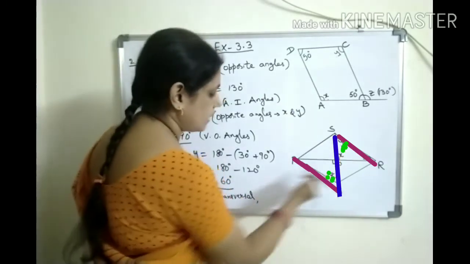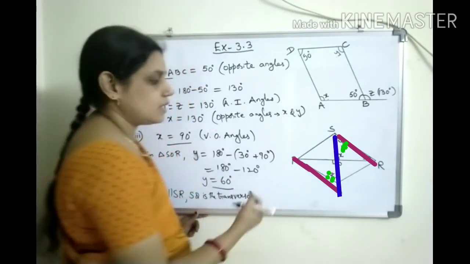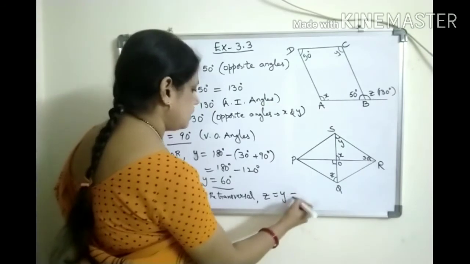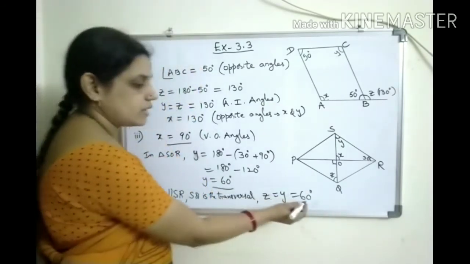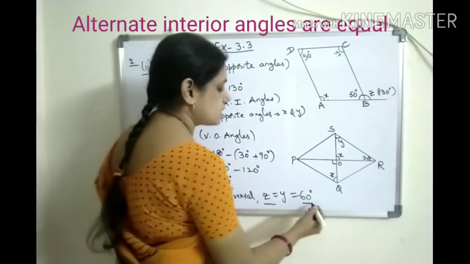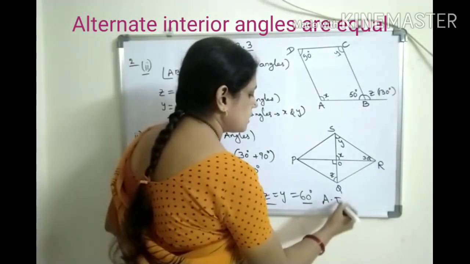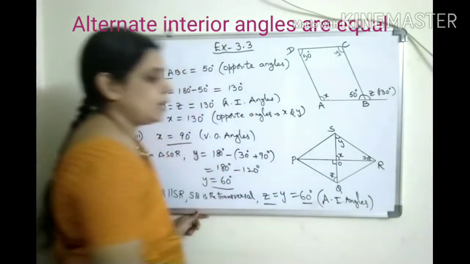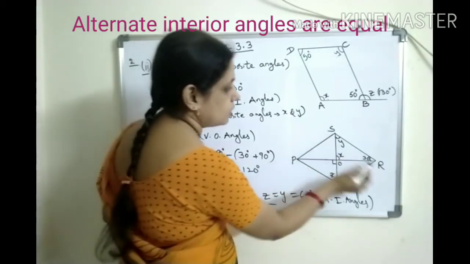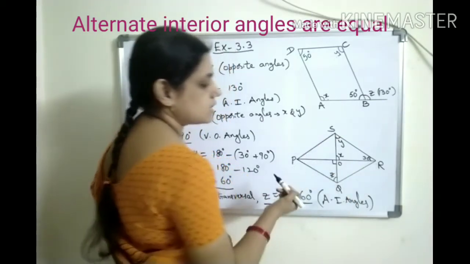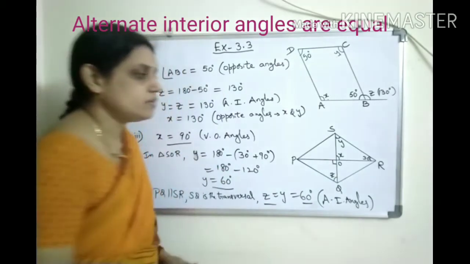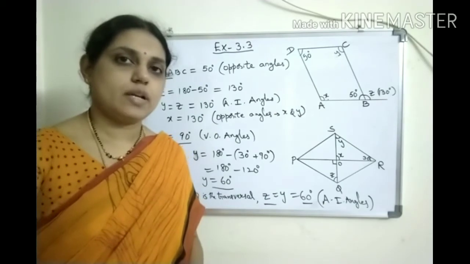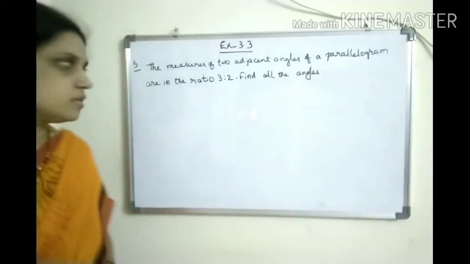Then what about Z and Y? Z and Y are alternate interior angles. Okay. Z equal to Y equal to 60 degrees. Since Y we got already 60 degrees, so Z also should be 60 degrees. How is it? Alternate interior angles are equal when the transversal is drawn for parallel lines. So PQ is parallel to SR, and then SQ is a transversal. In this way, using the properties of a parallelogram and the transversal, you can find out the angles. Now, fifth question.